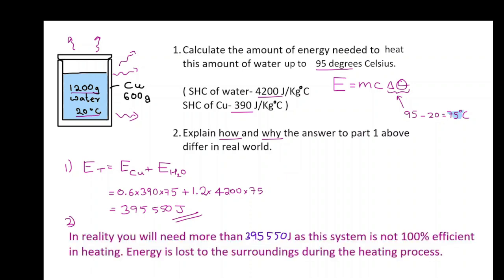So here's how you can put it into words. In reality, you will need more than 395,550 joules, as this system is not 100% efficient in heating. Energy is lost during the heating process.